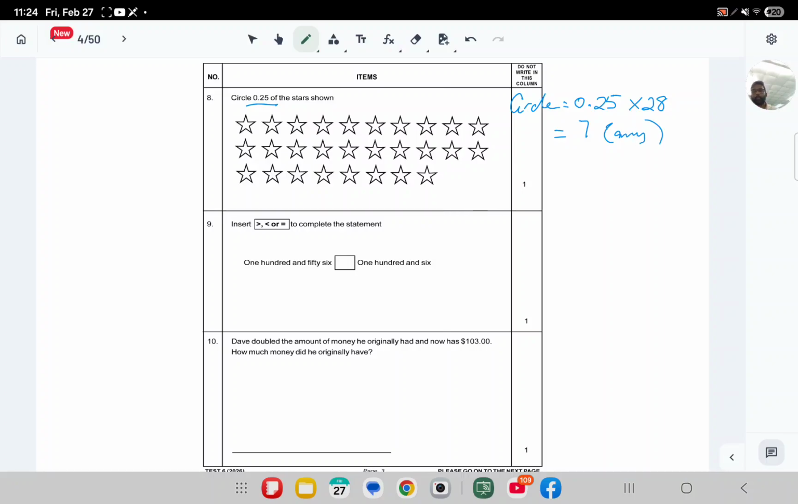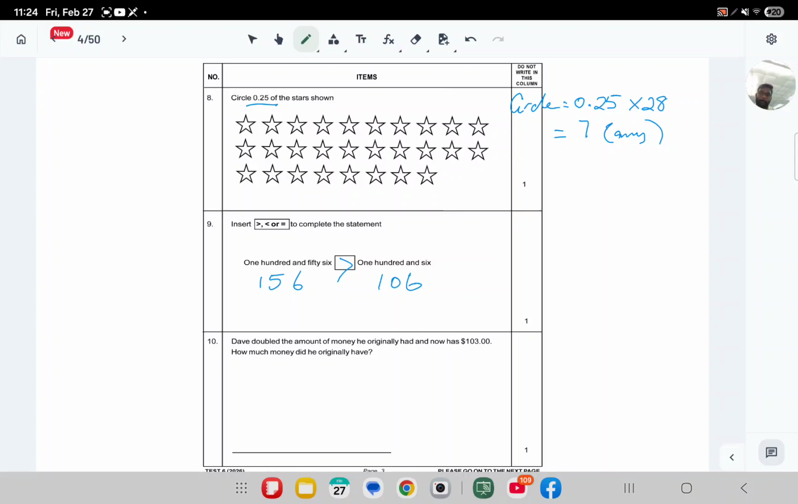Number 9, insert more than, less than, or equal to complete the statement. 156, 106. So we know that it is greater than. Alright, it is greater than.